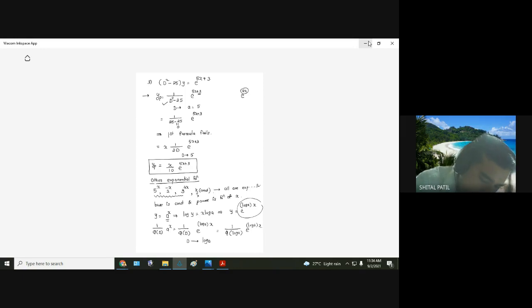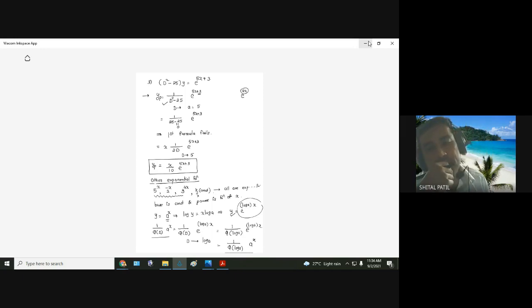यहाँ पे लिखा है हमने. कहाँ पे लिखा है? यहाँ पे y, और y क्या है? a raised to x. So 1 upon phi of log a raised to x. आ रहा है सबको समझ में? So operating 1 upon phi of d on a raised to x means replacing d by log a. इतना समझ में आ गया आपको? Have you understood this statement?